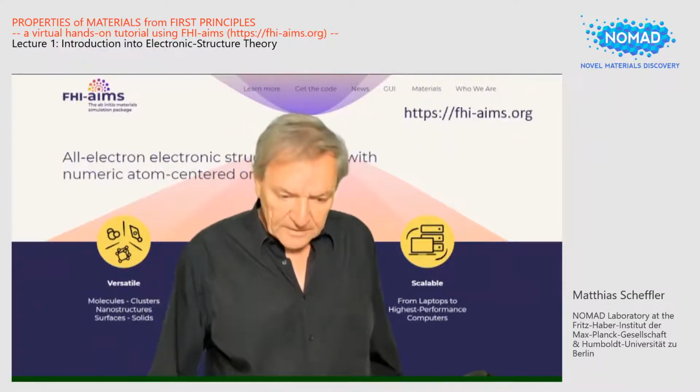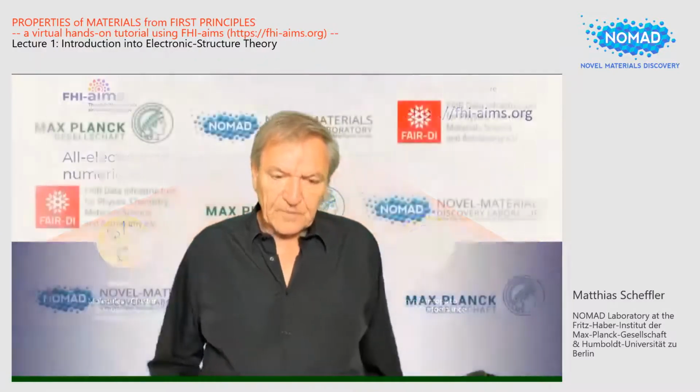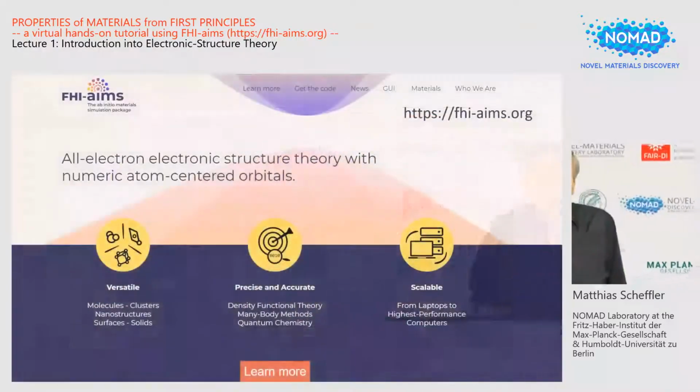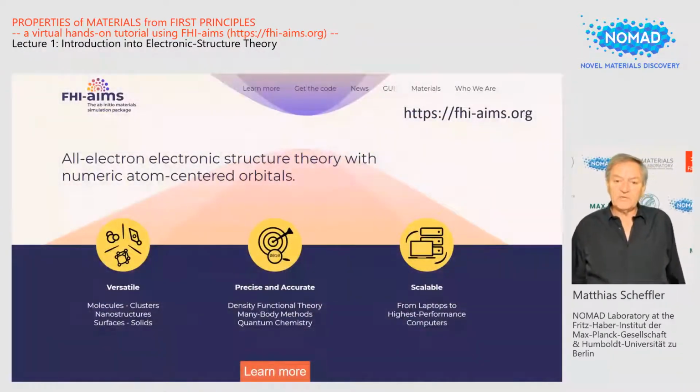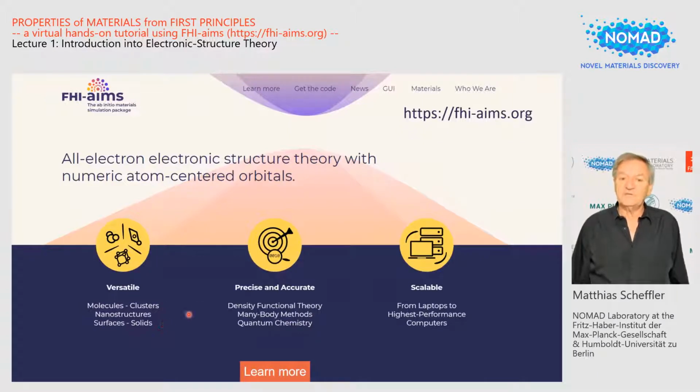This is the highly accurate and efficient computer software evaluating the quantum mechanical electronic structure. As the 3 yellow buttons tell, the code is versatile, that is, it can handle molecules, clusters, nanostructures, surfaces, and solids. It is also precise and accurate in the sense that it deals with density functional theory and very different exchange correlation functionals, but also many body methods and quantum chemistry.